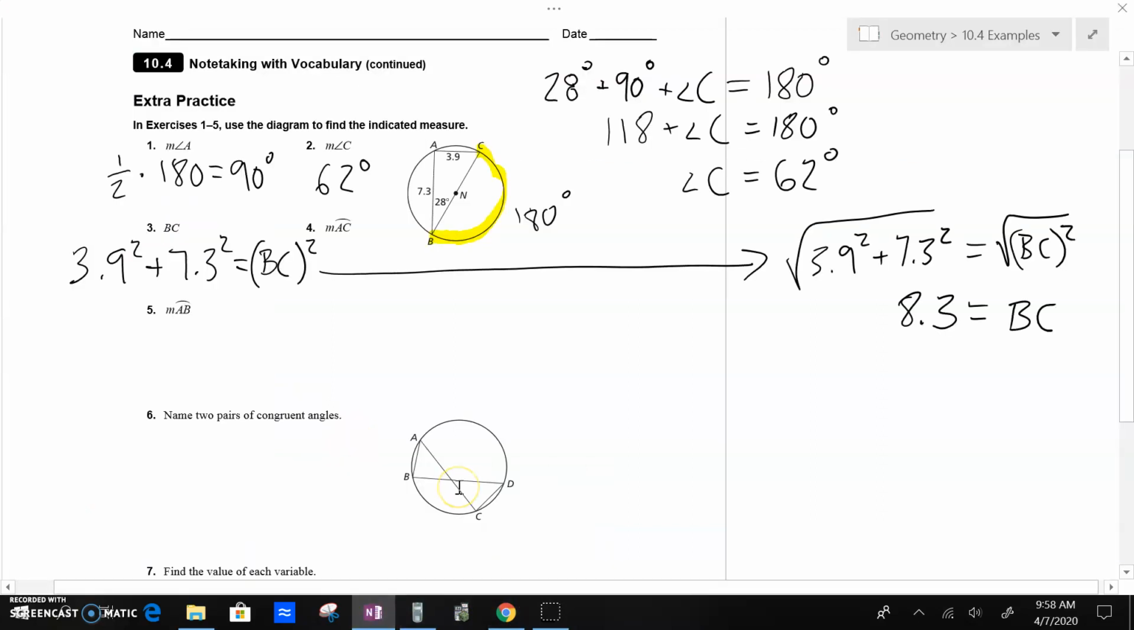Okay, so that is angle A, angle C, and BC. We've got all the pieces of that triangle solved. Now the last two questions with this diagram, question 4 and question 5, are going to look specifically at arcs.